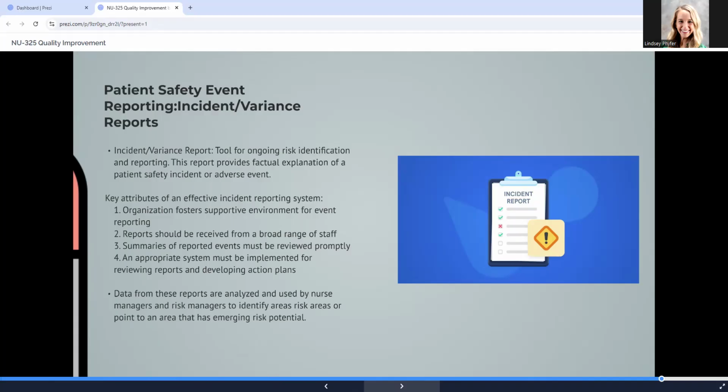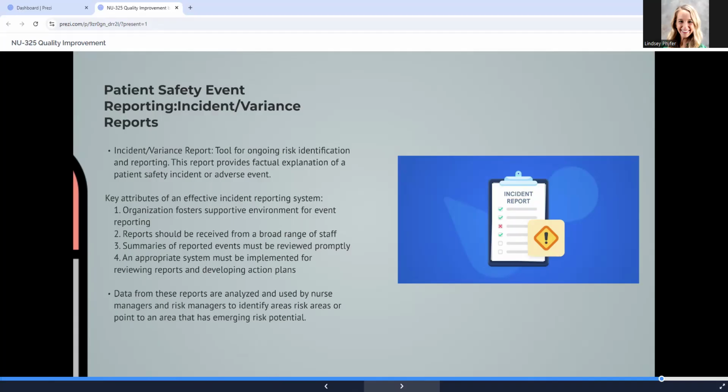Also, reports should be received from a broad range of staff. So it should not be limited to just the nursing staff: janitorial staff, all the way up to nursing leadership, and the chief executive officer of that facility should be able to report and file an incident or variance report. The summaries of the reported events must be reviewed promptly and timely, because again, if something like this is filed and it's not reviewed promptly, there's potential risk that that exact same thing could happen again.